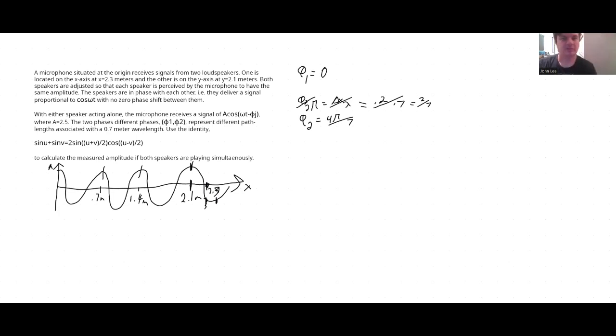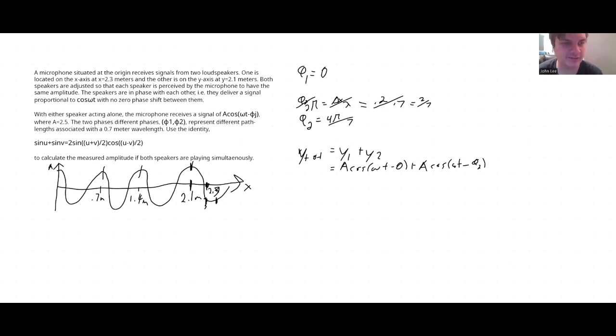And then when we find the magnitude total, the total value of our two equations, that is going to be equal to y1 plus y2 is equal to a cosine omega t minus 0 plus a cosine omega t minus phi 2, where phi 2 is the 4 pi over 7.